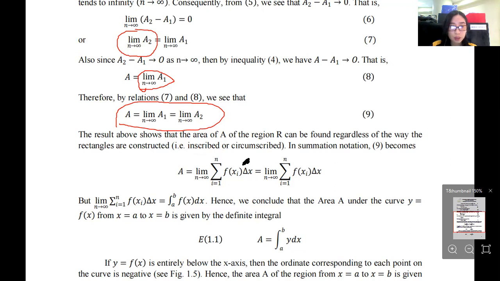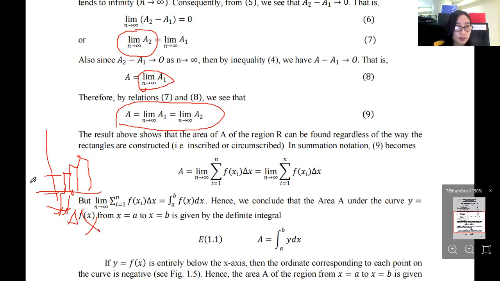So in summation notation, using the Riemann sum, A is equal to the limit as n approaches infinity of the summation of f of x sub i times delta x. Let's go back to our graph so we don't forget. For example, here are the rectangles. This is our delta x. Then f of x sub i is our y-axis value. That is f of x sub i.